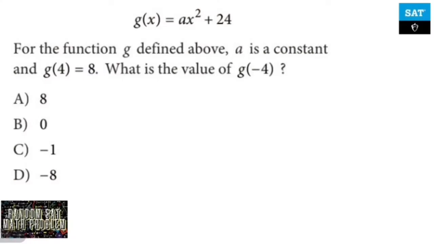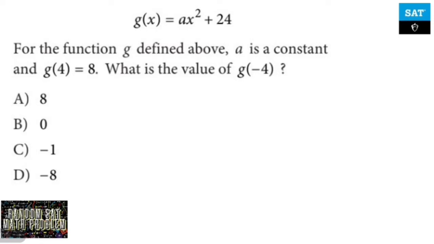For the function g defined above, a is a constant and g of 4 equals 8. What is the value of g of negative 4? All right, so we've got two things that we have to take care of. I have to find out what g of negative 4 is, but I have no clue what that is given the information. What I do know is that g of 4 is 8.